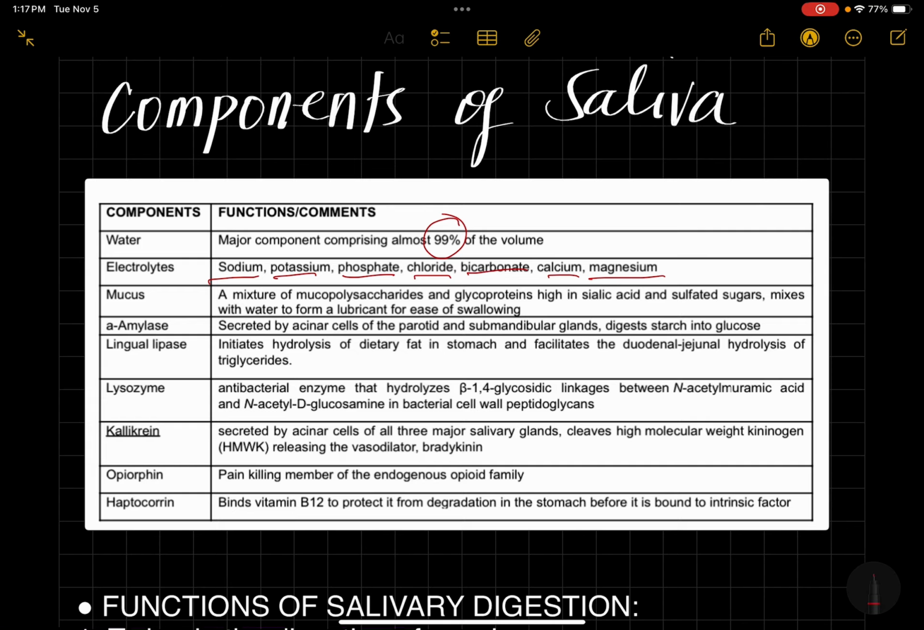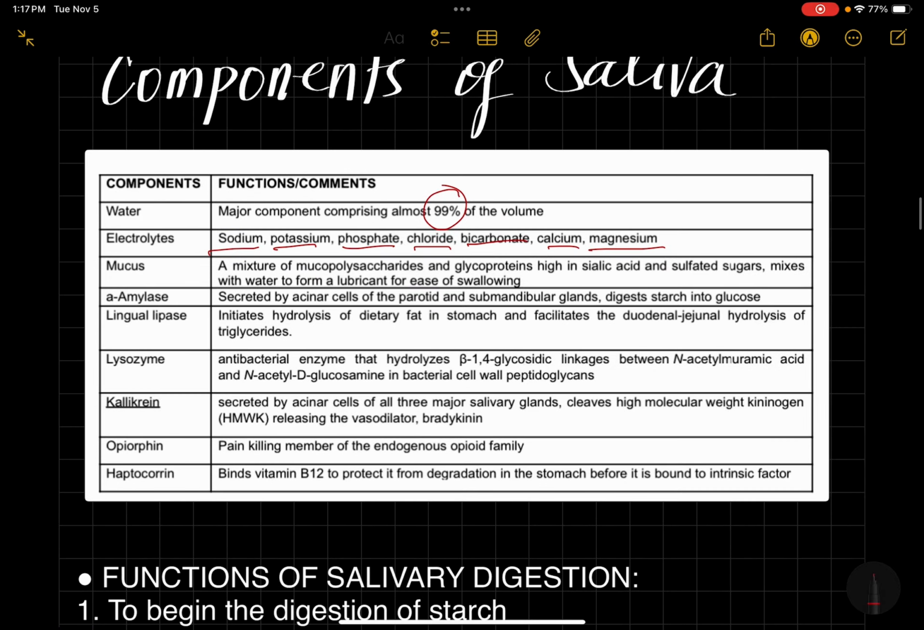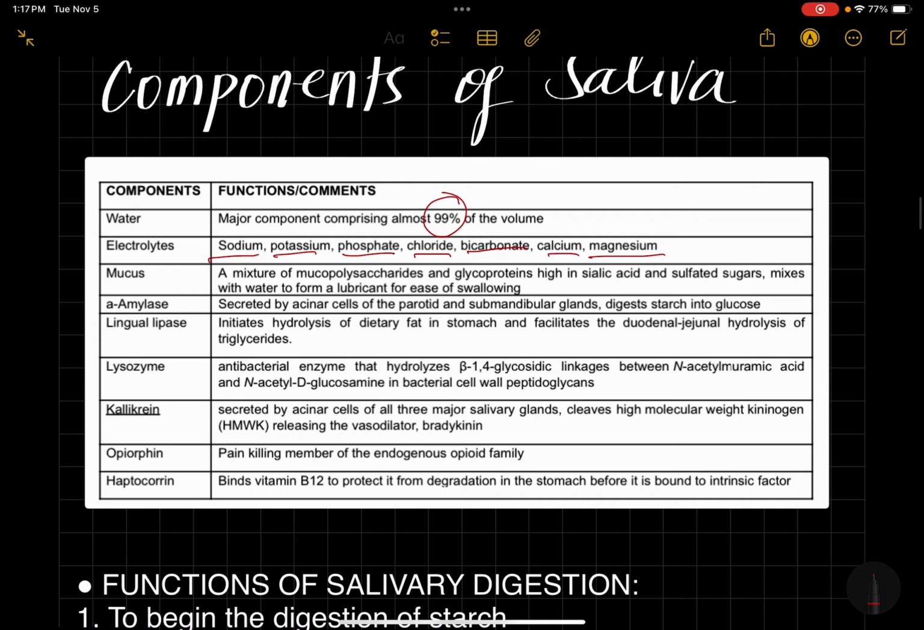We have alpha amylase, secreted by acinar cells of the parotid and some mandibular glands, which digests starch into glucose. We have lingual lipase, which initiates hydrolysis of dietary fat in the stomach and facilitates the duodenal jejunal hydrolysis of triglyceride. We have lysozyme, another component of the saliva, an antibacterial enzyme that hydrolyzes the beta-1,4 glycosidic linkage between N-acetylmuramic acid and N-acetyl-D-glucosamine in bacterial cell wall peptidoglycans.